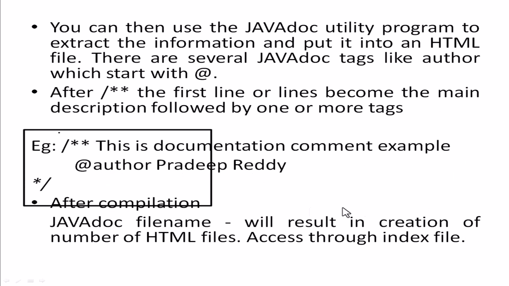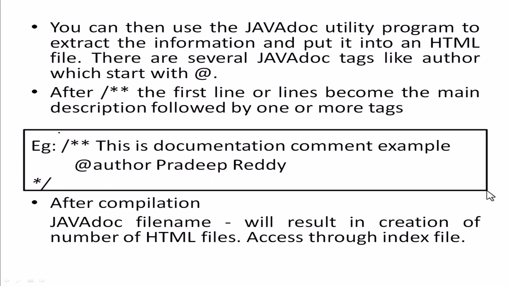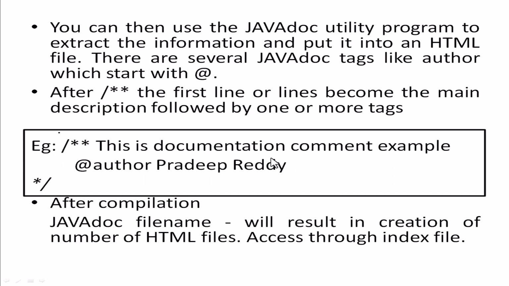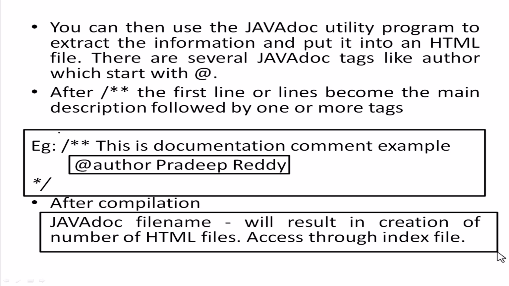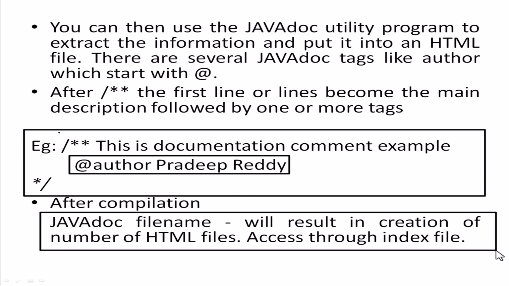Example: here, if you are using this kind of thing, you can name the comment. This is the documentation comment example. Here you can specify the name of the author. After compilation, the Javadoc file name is going to result in the creation of a number of HTML files, accessed through the index file.